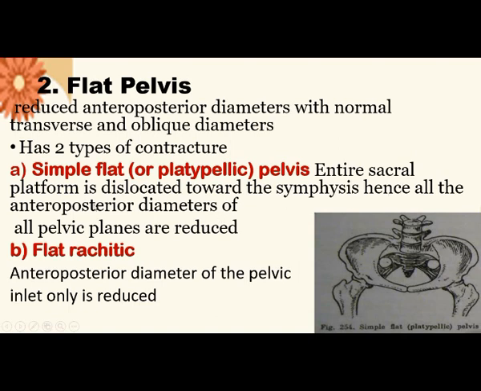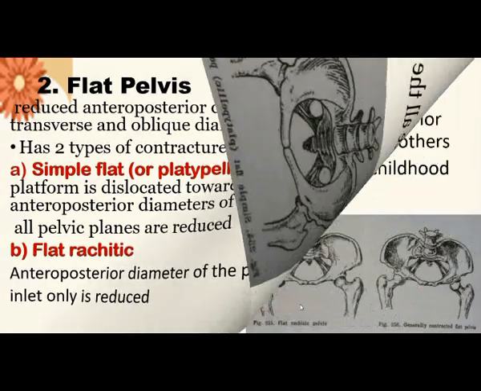It is the sacral platform. This sacral platform is dislocated towards the symphysis. So that's why all the antero-posterior diameters will be reduced. Then next is a flat rachitic pelvis. In this, the antero-posterior diameter of the pelvic inlet only is reduced. In simple flat pelvis, we already said all the antero-posterior diameters will be reduced. But in the flat rachitic pelvis, only the antero-posterior diameter of the inlet is reduced. So that is the second one, flat pelvis.